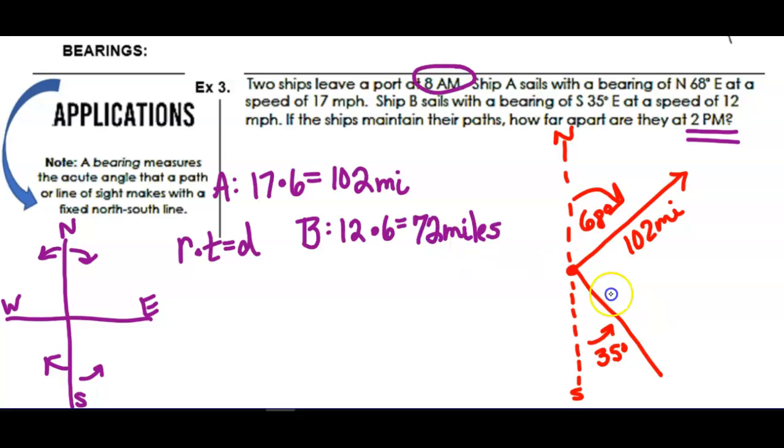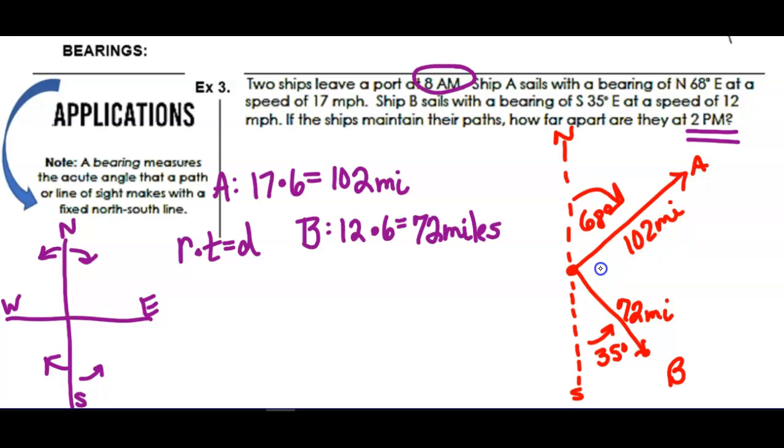And he is ship B, and so his path is only 72 miles long. I can try to erase a little of that, make it shorter. All right, so he's gone to here. We're trying to figure out how far apart they are.